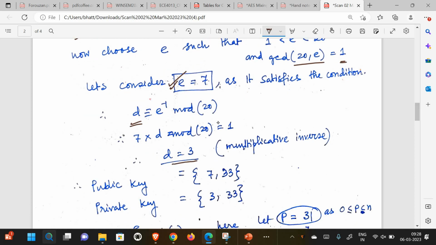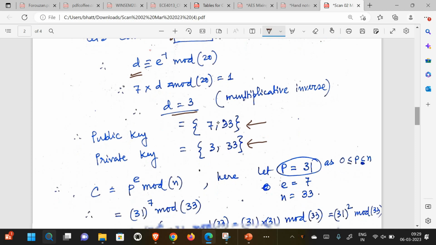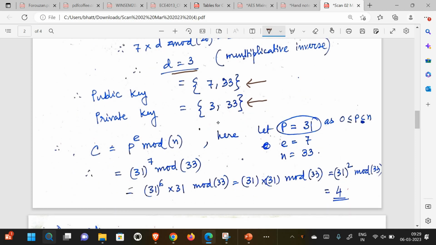So that we are getting as 3. So the combination of the public key and the private key is looking at something like 7, 33 and 3, 33. This is the distribution of it. Now let us find out what is C. So C is given by P to the power E mod N.